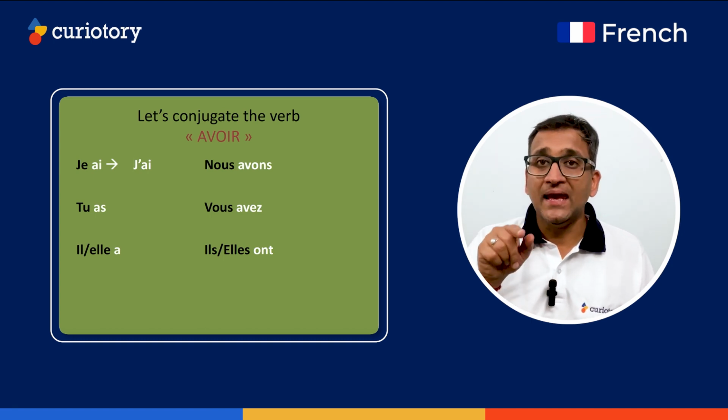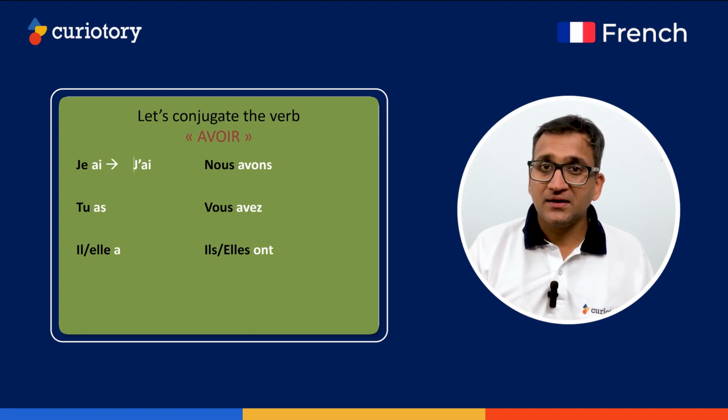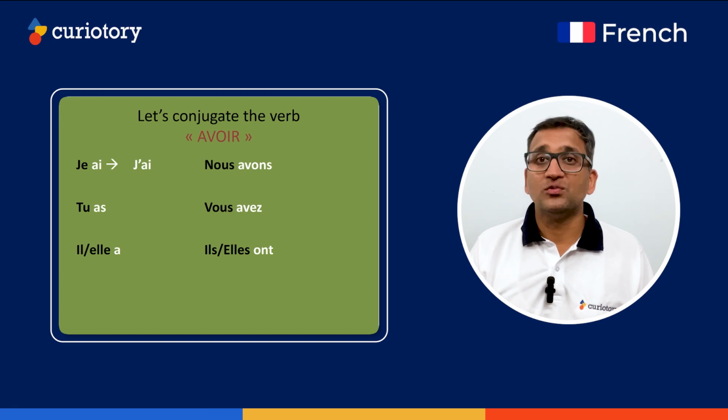Again, it is spelled "a", but the pronunciation is not "a". The pronunciation is "a". So j'ai, tu as, il a, elle a. And with nous, it has a different word. If you have to say "we have", it is nous avons.